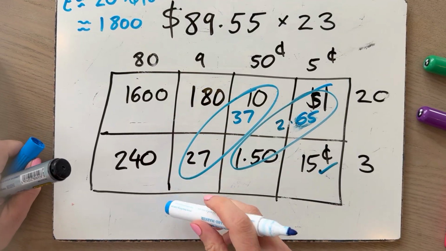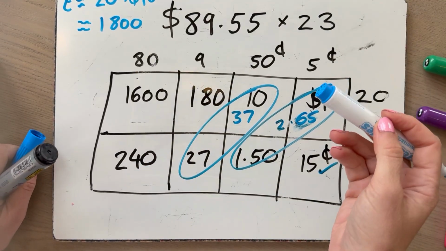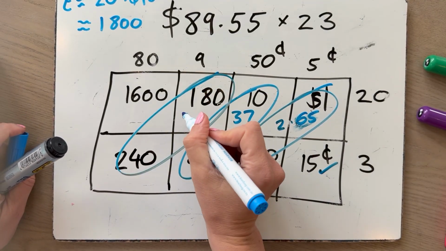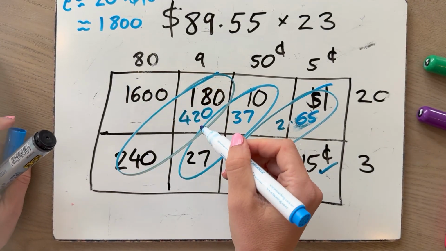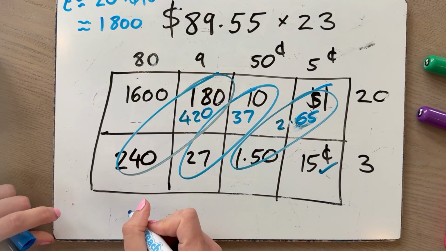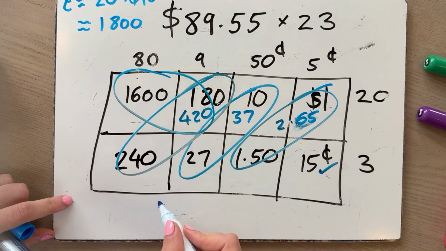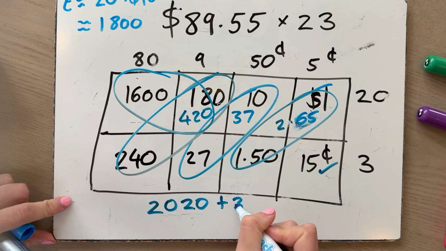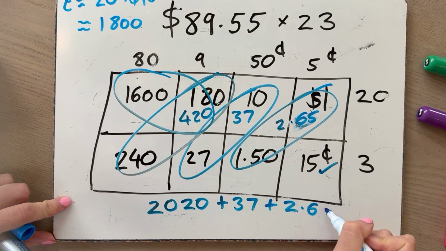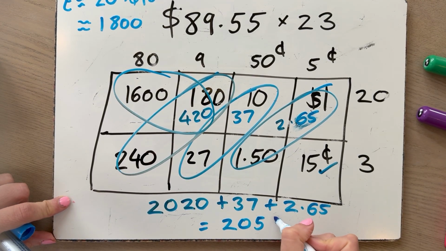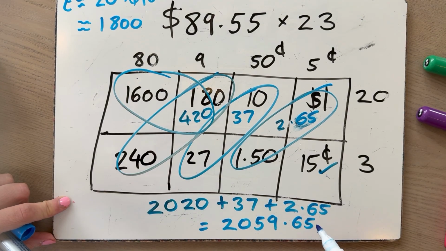These ones aren't too friendly, but I can do 240 and 160 is 400. And then just add this extra 20. So that is 420. And then that's friendly with that because 1,600 and 420. So I've pretty much knocked out everything. And I'm going to combine these two and make it 2,020 plus 37 plus $2.65, which becomes $2,059.65. Let's just check that.